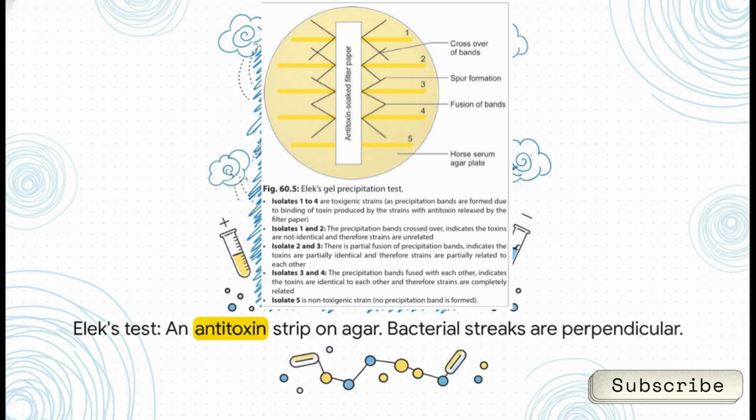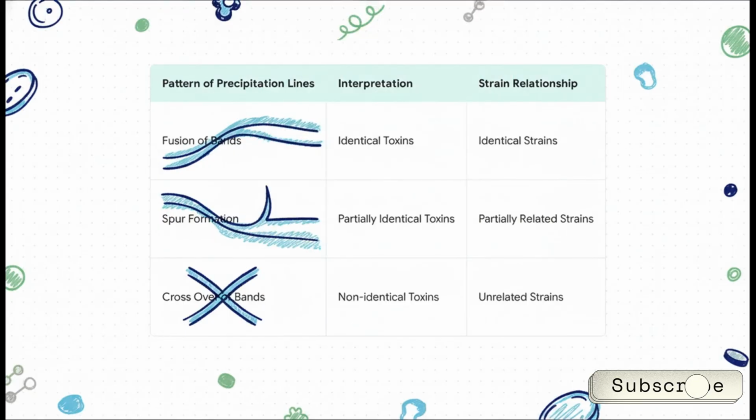It's fantastic. Okay, this table, this is pure high-yield exam material. Seriously. Because Elek's test isn't just a yes or no for the toxin. It's a powerful tool for epidemiology during an outbreak. You can streak isolates from different patients and see how their precipitation lines interact. If the lines fuse together perfectly, the strains are identical. If you see a little spur, they're partially related. And if the lines just cross right over each other, the strains are unrelated.